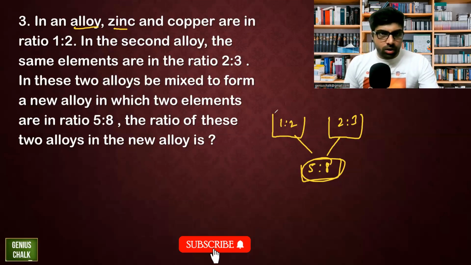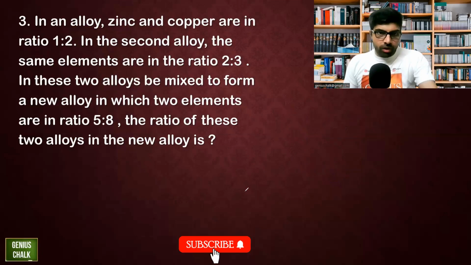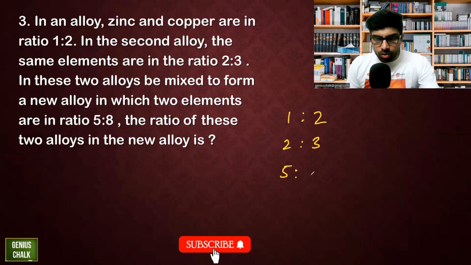Now this is zinc, this is copper, zinc, copper, zinc, copper, right? Now if this zinc, copper, that means same thing we have to do first. Let's make the quantity same. So first, what is the ratio? 1:2. What is the new ratio? 2:3. And what is the actual ratio? 5:8. Now what is this? This is 3, this is 5, and this is 13.